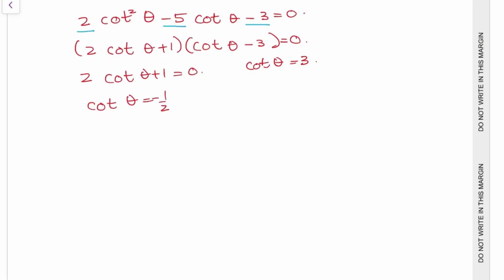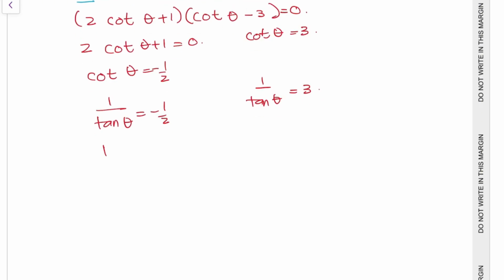Cotangent is just 1 over tangent. So 1 over tangent theta is negative half, or 1 over tangent theta is equal to 3. Okay? Thinking about tangent theta, then you will have this switch up: tangent theta is equal to negative 2, and tangent theta is equal to 1 over 3.